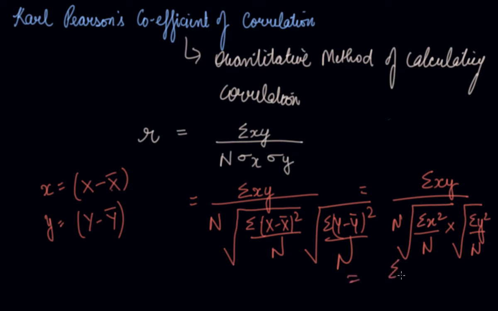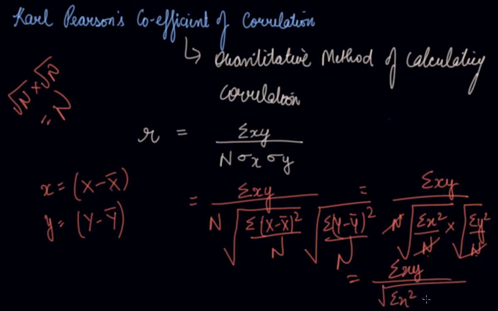So summation xy is equal to, you can cancel your under root n into under root n, because under root n into under root n becomes n. So n is cancelled by n. We have got the formula summation xy divided by under root of summation x square into summation y square. So from this formula we have derived this formula.